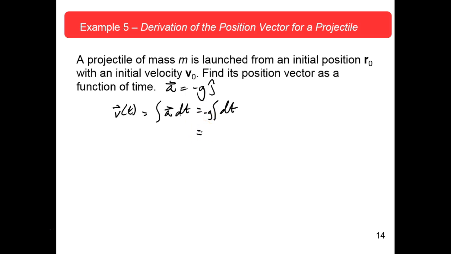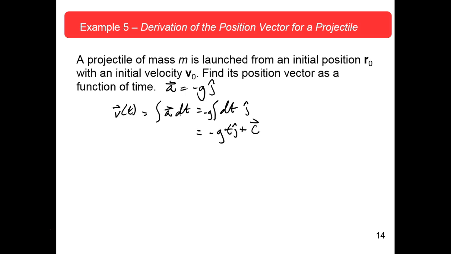What is the integral of dt? T. Okay? So it's minus gt, plus some vector c. I'm not going to break it down. Wait, I should break it down. I forgot to put in my j here. So this is vector j, plus c. What is that c going to be?